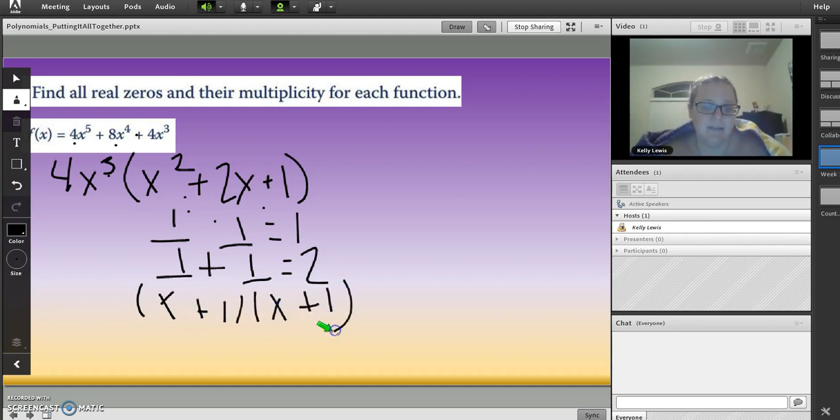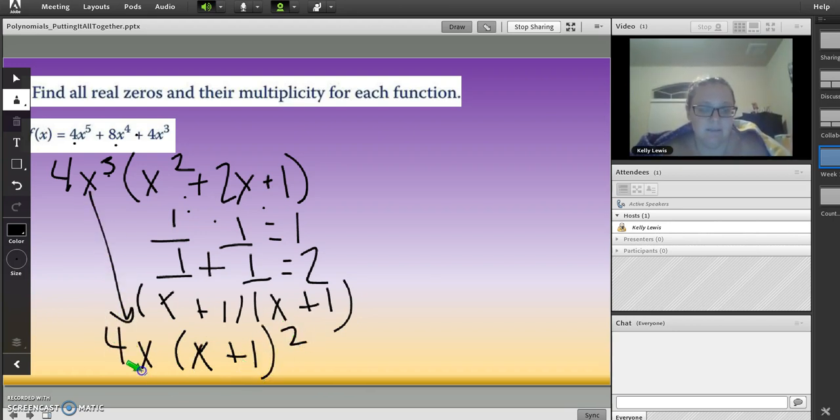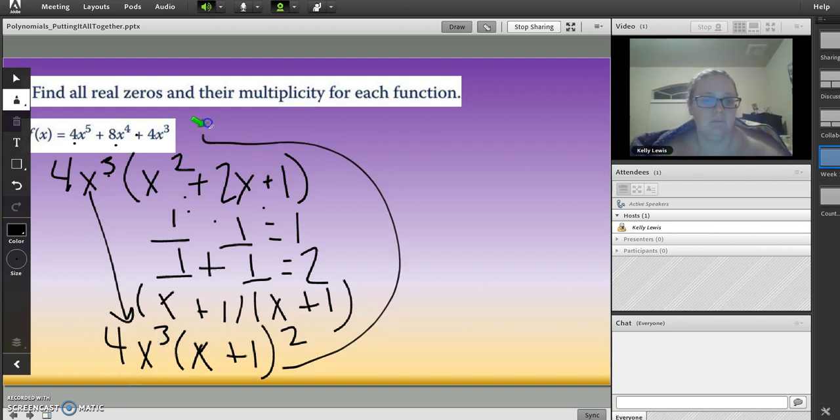Since it's the same thing, we can just write x plus 1 squared, and we can bring him down. So 4x cubed times x plus 1 squared. When you multiply all that out, you get 4x to the fifth plus 8x to the fourth plus 4x cubed. All right, but it said find all the zeros and the multiplicity.